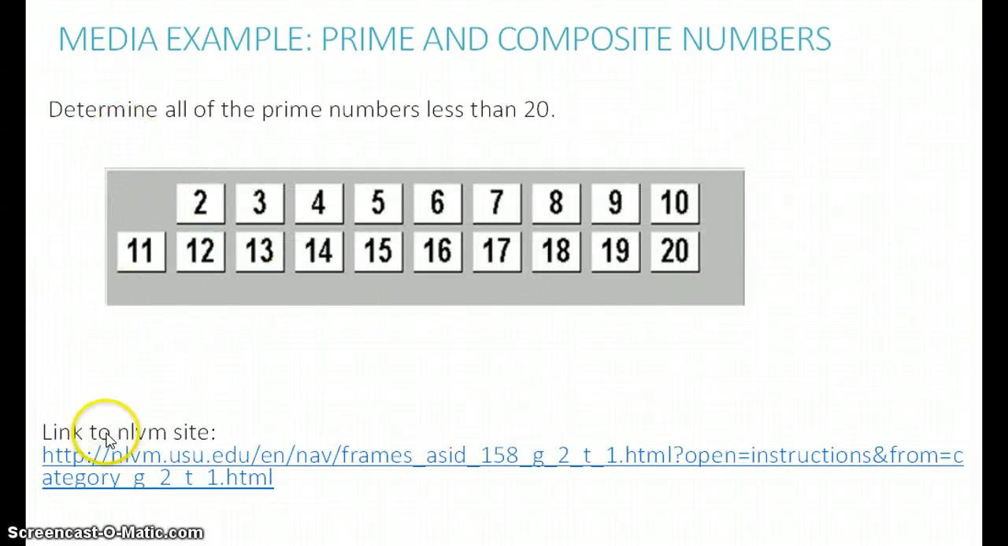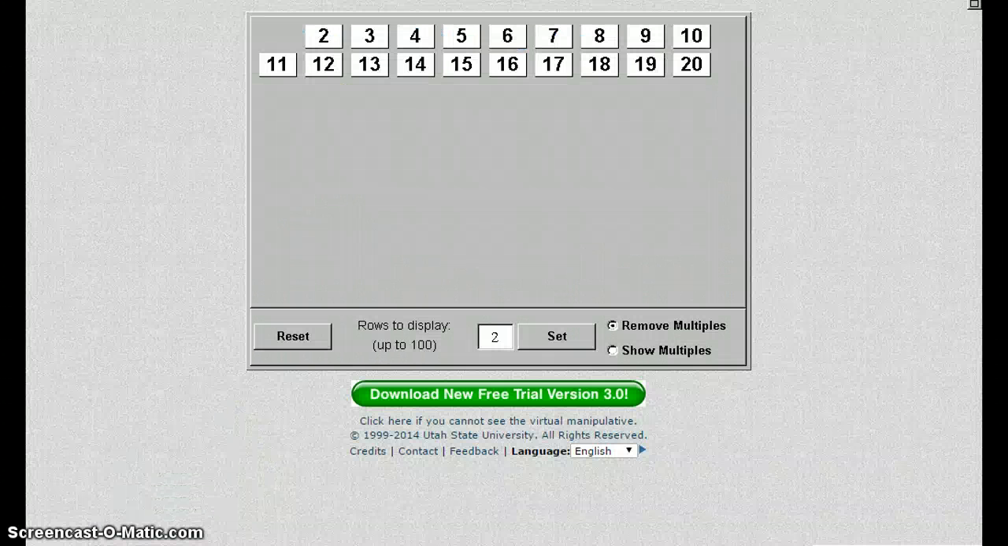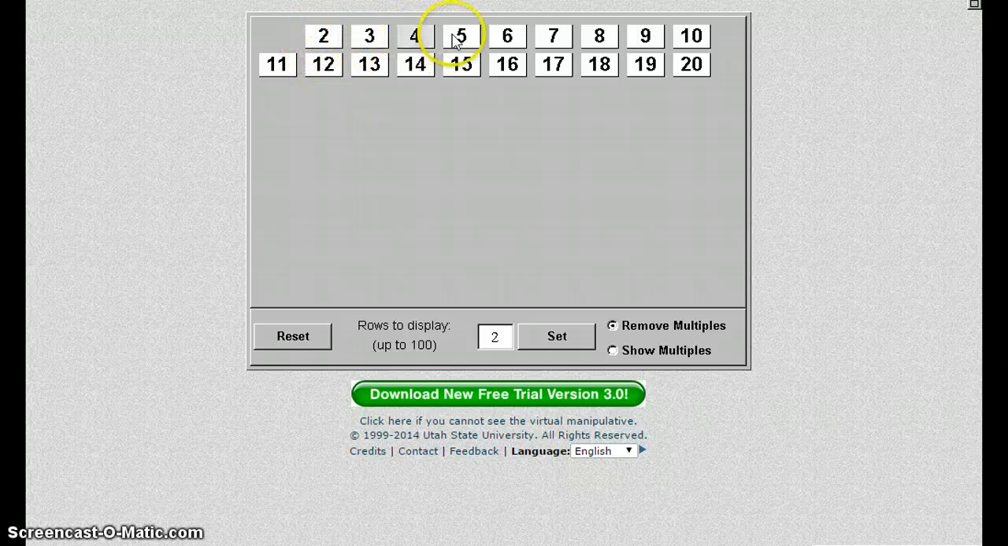We're going to use this National Library of Virtual Manipulatives site to determine all the prime numbers less than 20, and the link is right here if you want to visit it. The screen is going to look like this. So let's take a look. Here are all the numbers between 2 and 20. 1 is left out because it's not prime or composite.